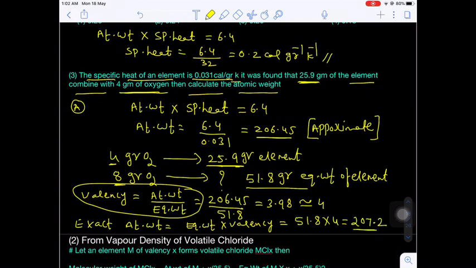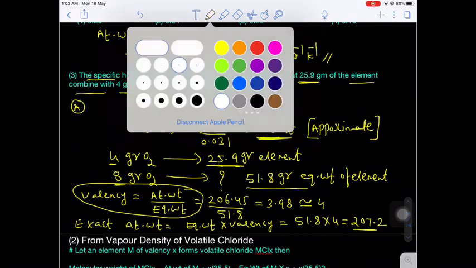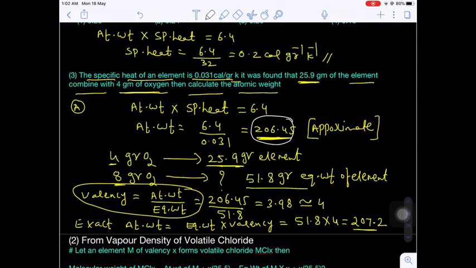Now remember, this is also atomic weight. This is also atomic weight. But the difference is that it is approximate. This is the exact atomic weight. Are you getting my point?